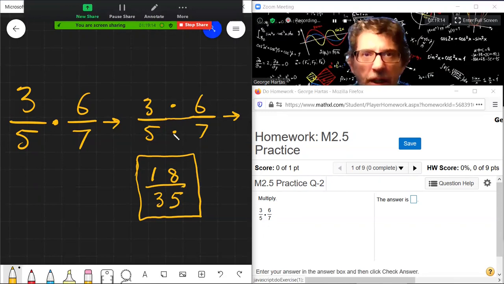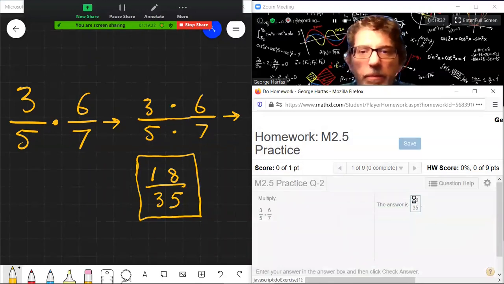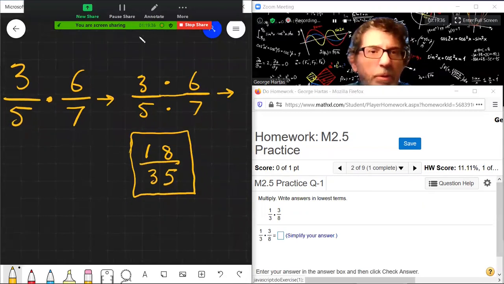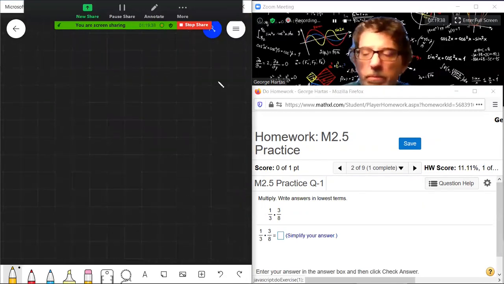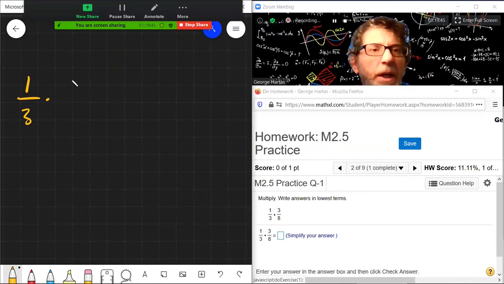So the rule says when you're multiplying fractions, multiply straight across. And if you need to, reduce the answer. All right, so let's put in there 18 over 35. All right, so let's try number 2. One third times 3/8.